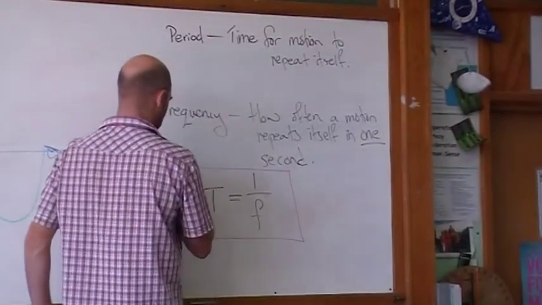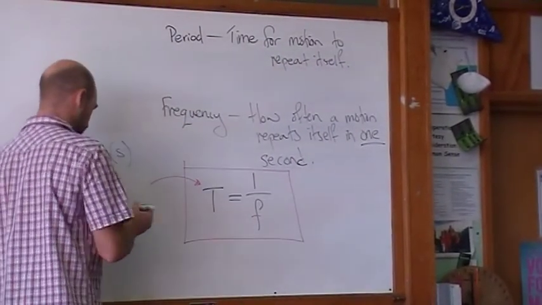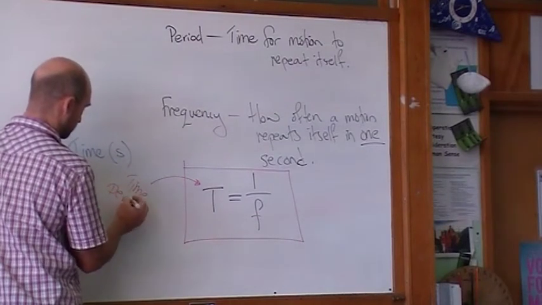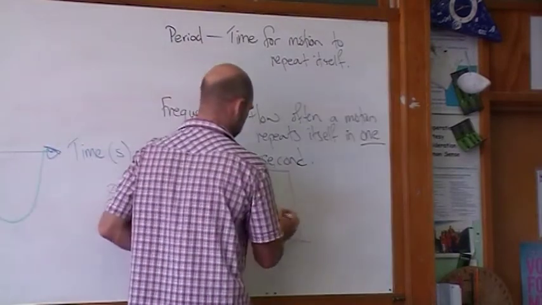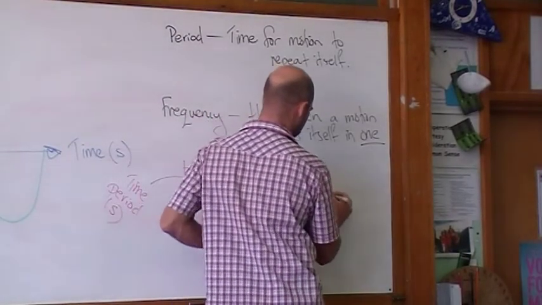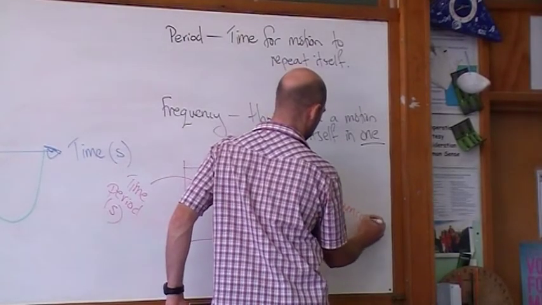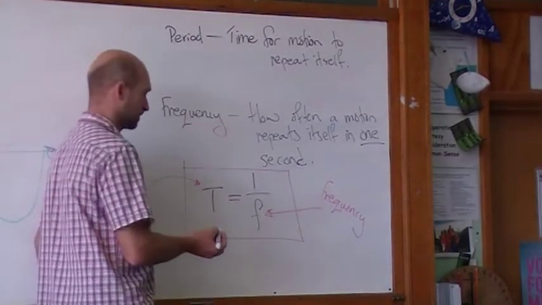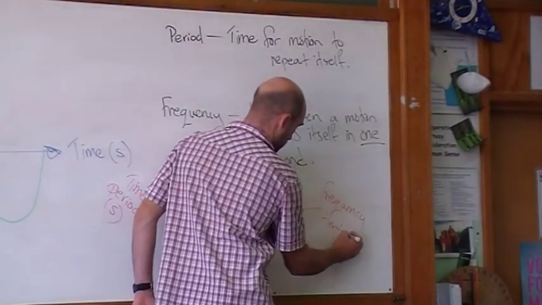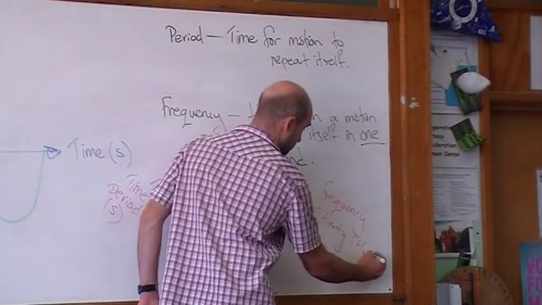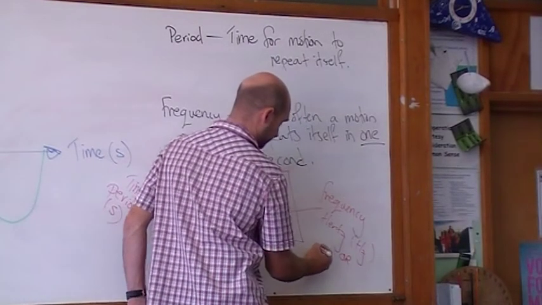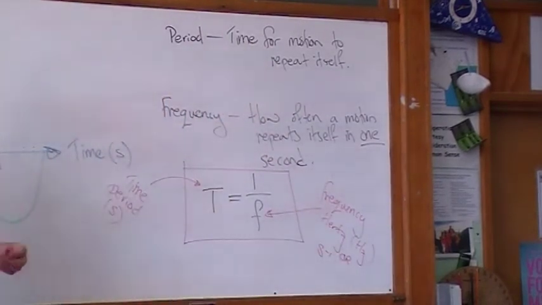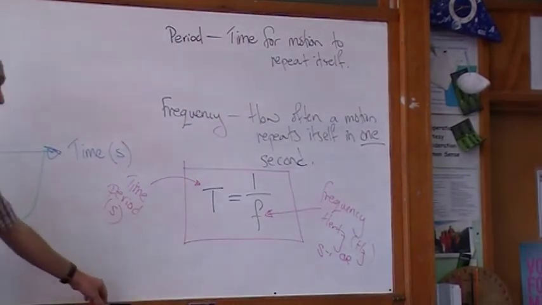So T stands for time period, measured in seconds. And f stands for frequency, measured in hertz, Hz, or seconds to the power of -1, per second. Because we're talking how many times.